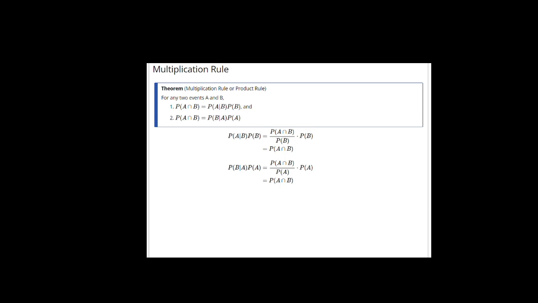Sometimes it's helpful to think of the multiplication rule in a chronological sequence. For B and A both to occur, B occurs with probability P of B. Then, given that B occurred, A occurs with probability P of A given B.